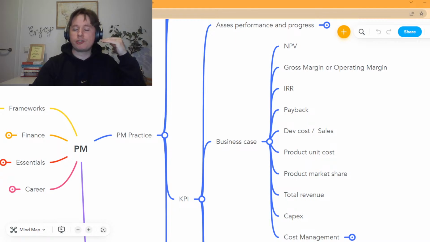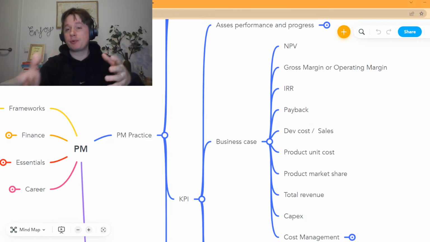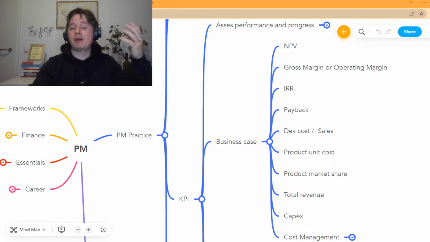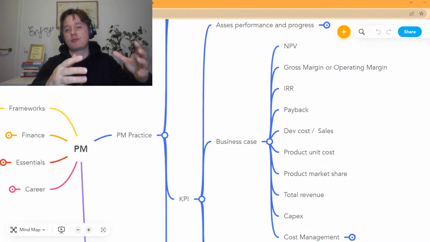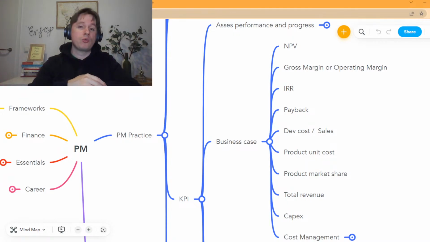So those are for sure the most common KPIs that you are going to find in a project. But again, if you are working on an R&D project, you can have a KPI that's the development cost or the R&D cost divided by sales. You can have a KPI that's the product unit cost. You can have a KPI for a product market share. You can have a KPI for the total revenue, or you can even have a KPI for CapEx. CapEx stands for capital expenditure. So those are the most common business case KPIs that you're going to see out there.